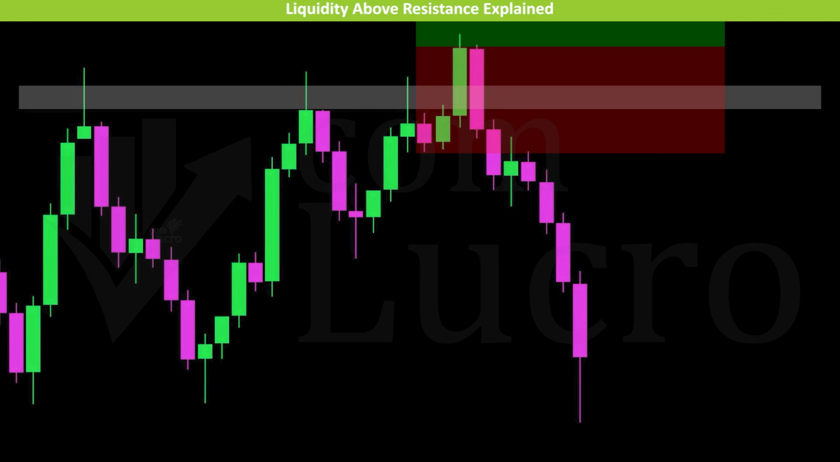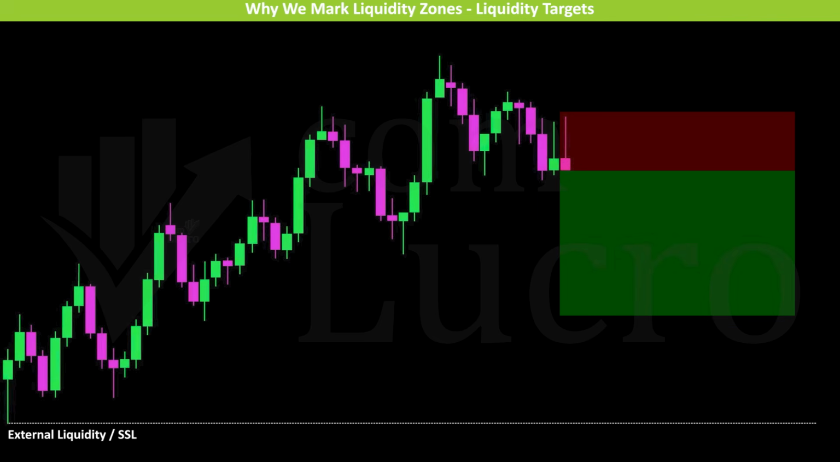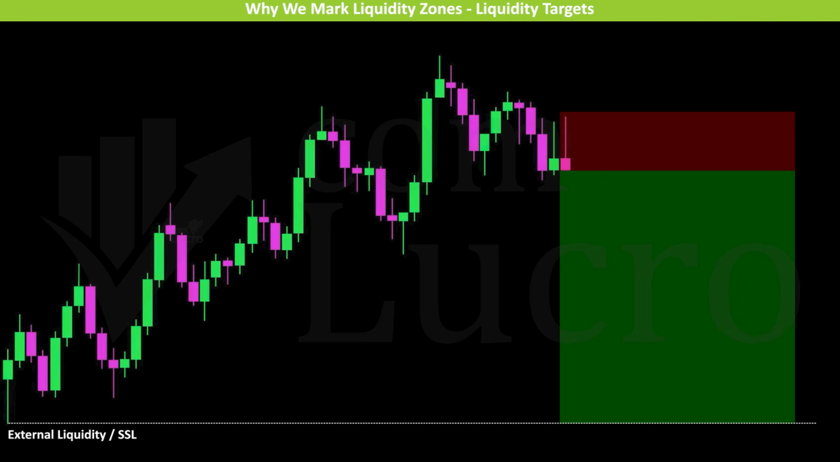Now that we understand the general idea of liquidity, the next question is why we mark these zones on the chart. The first reason is to identify potential targets for price. The market naturally seeks liquidity, so these levels often act as magnets. For example, if there is a major liquidity zone beneath current price, the market may move downward to capture it. By marking these levels, we can better anticipate price targets instead of guessing.